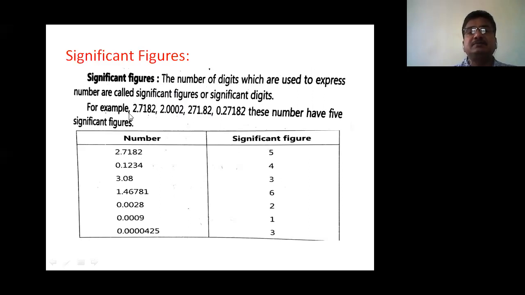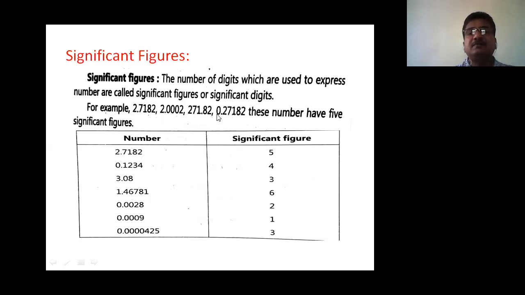For example, this number 2.7182. So how many digits are used to express this number? 5. Okay, so that is 27182. These are 5 digits, and therefore significant figures in this number are 5. Okay, similarly, the digits used to express this number are also 5.